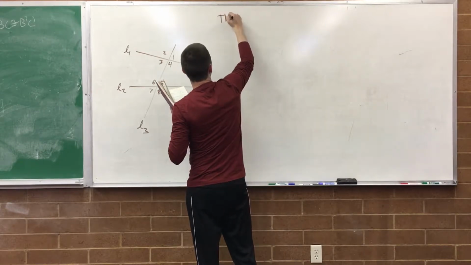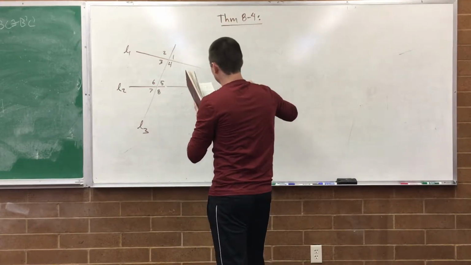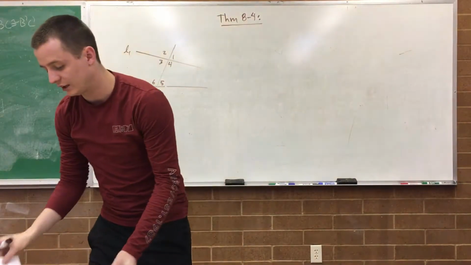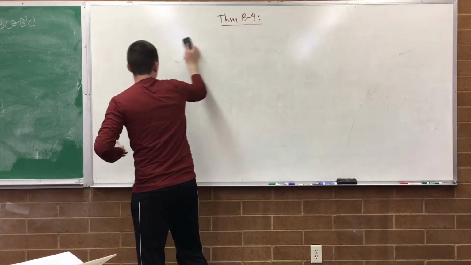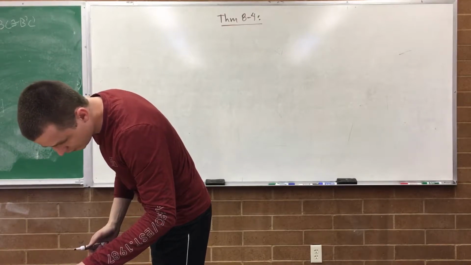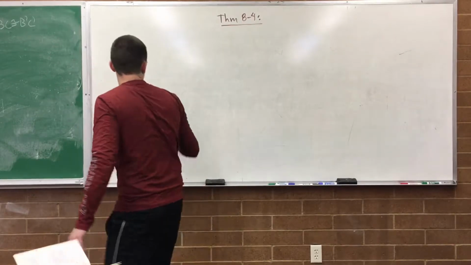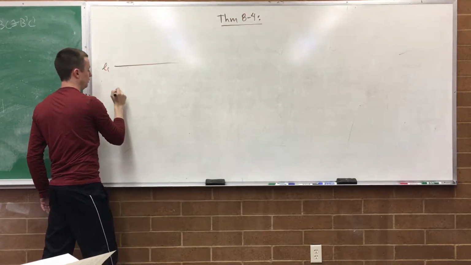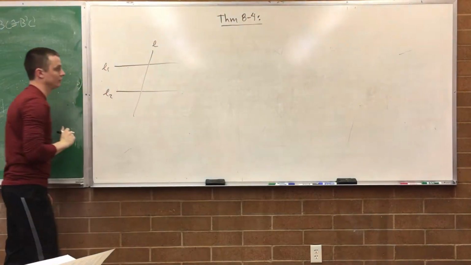So, Theorem 8.4 has a lot of words. Let L1 and L2 be lines cut by line L. When we say cut by line L, that's the same thing as it being a transversal. So, we'll erase that and we'll draw a picture, and I'm assuming L1 and L2 are going to be parallel. Oh, if they're parallel, then we're going to prove something. So, here's what our picture is going to be. L1, L2, and then they're going to be cut by L. So L is going to be their transversal.